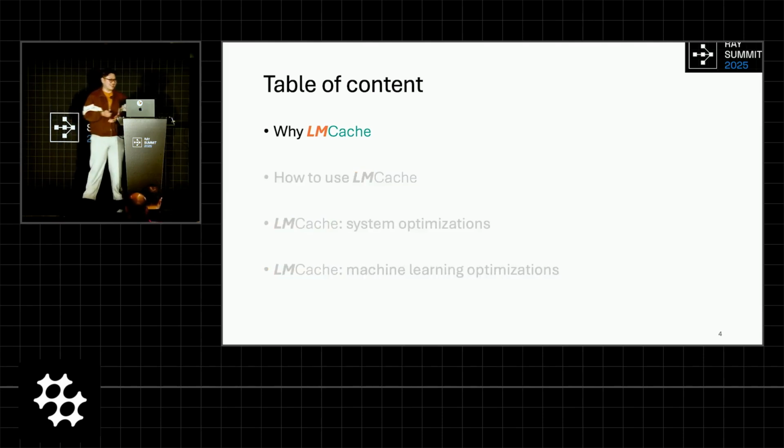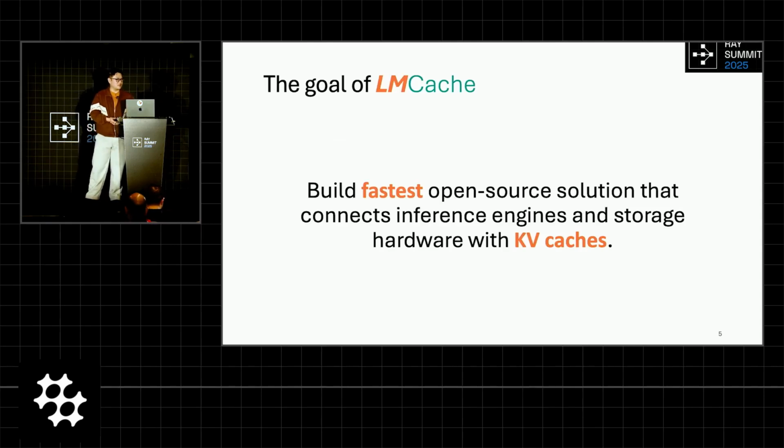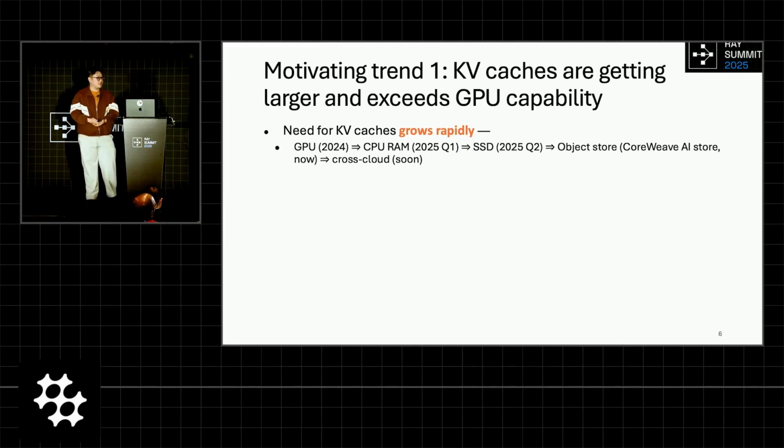Yeah, let's start from the motivation of LMCache. The goal of LMCache is to build the fastest open source solution that connects inference engines and storage hardware with KV caches. So it's more like a connection between the engine and the storage, but the connection is made through KV caches. Okay, and why do we need such an open source project?